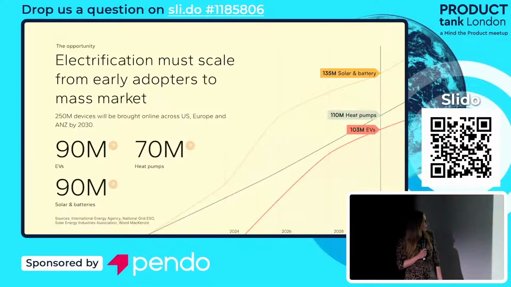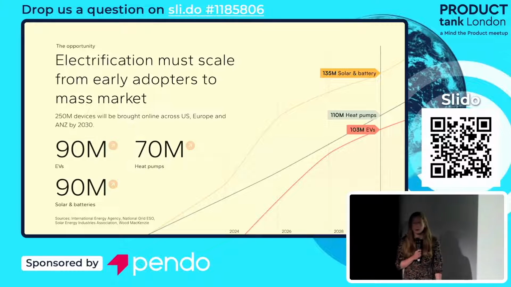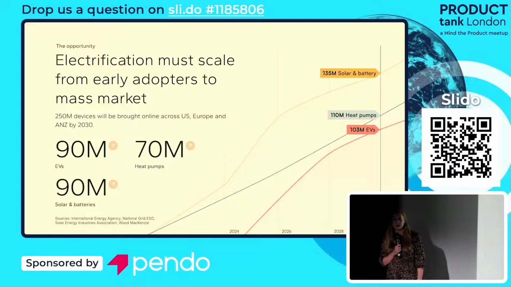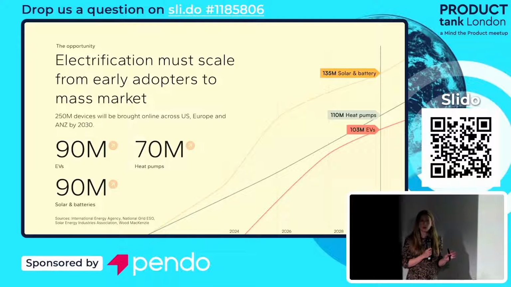So Zoa is on a mission to help get us to net zero faster. We're looking to help solve the climate crisis. And one of the really important parts of getting us to net zero is helping residential homes electrify. So I might ask a variant on the Tesla question. How many of you have an electric vehicle, a heat pump, a solar panel, or a battery in your home? Okay, cool. We've got quite a few there.